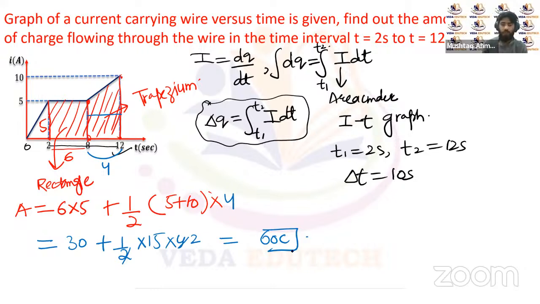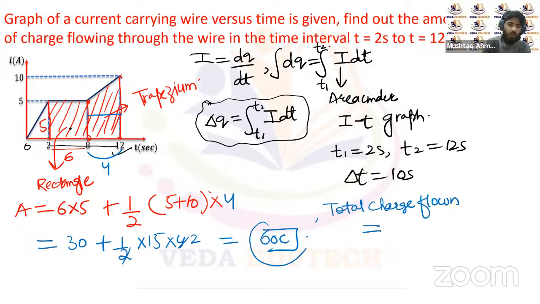So that's how we calculate the charge flow. If we have to calculate the total charge flow, that will be from 0 to 12 seconds. Total charge flow will be equal to 0 to 12 seconds. It means that we have to just add this triangular area to this 60 coulomb charge, right?